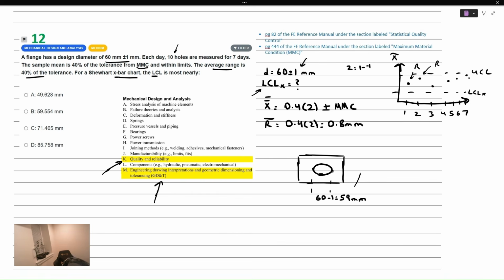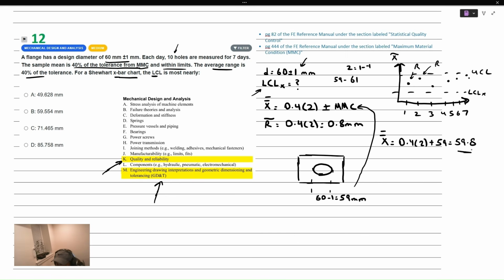We can plug that in up here, and we understand what the sign is going to be now. So X double bar is equal to 0.4 times 2, or 0.8, plus the MMC condition. I know it's plus because they said within the tolerance range. The sample mean is 40% of the tolerance from MMC and within limits. So within limits means between 59 and 61. So this is within limits.